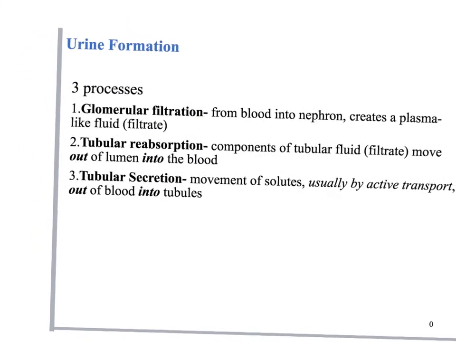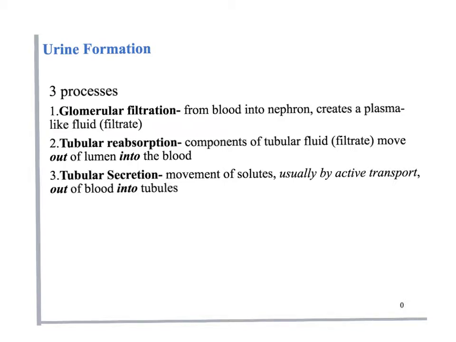Okay? So questions on the structures that we've talked about of the nephron and the kidney. Okay? So what the nephron does, it produces urine. Really it's a collection of three processes that are involved with the production of urine.